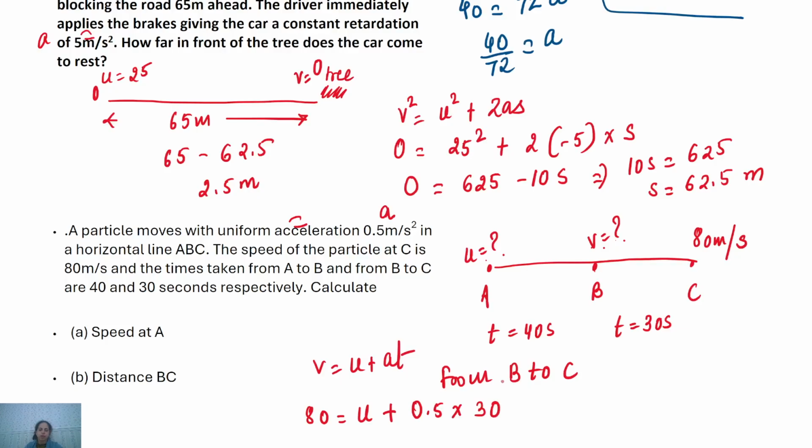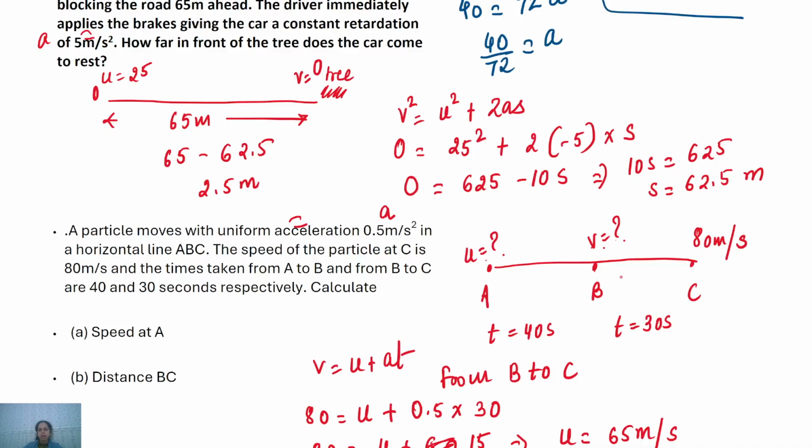All right, so I'm just going to simplify. 80 equals u plus 0.5 times 30. No, sorry, this is 15. Now then, you just take 15 that side. That gives me 80 minus 15 is 65 meters per second. So that speed is now at B. So this is 65 meters per second at this B.